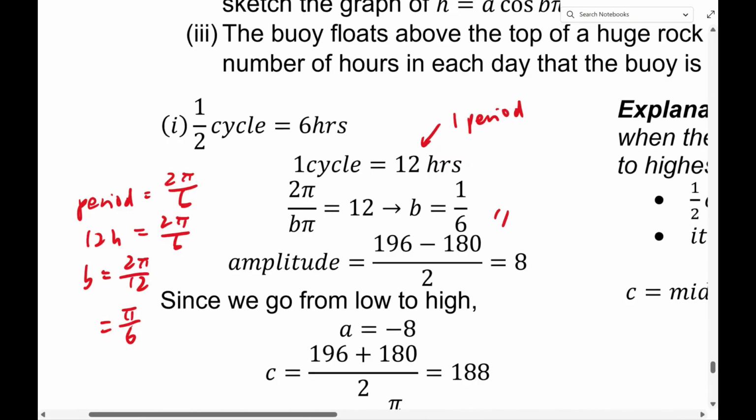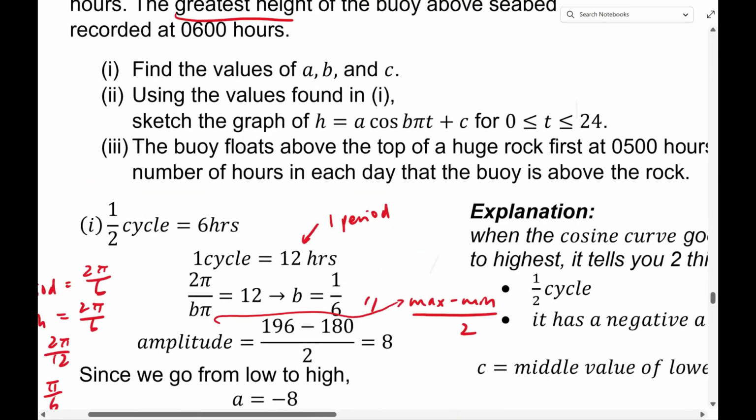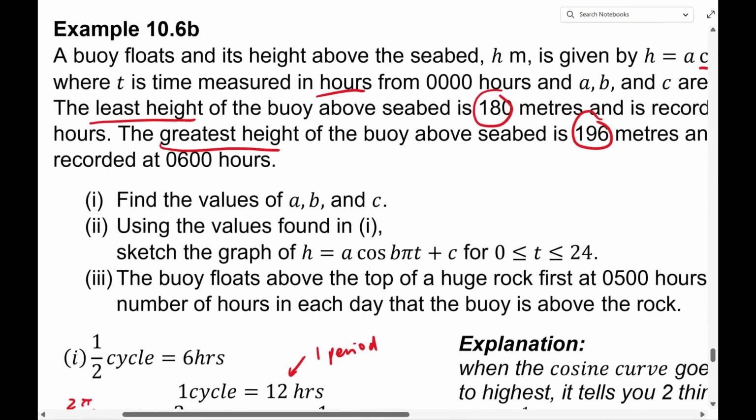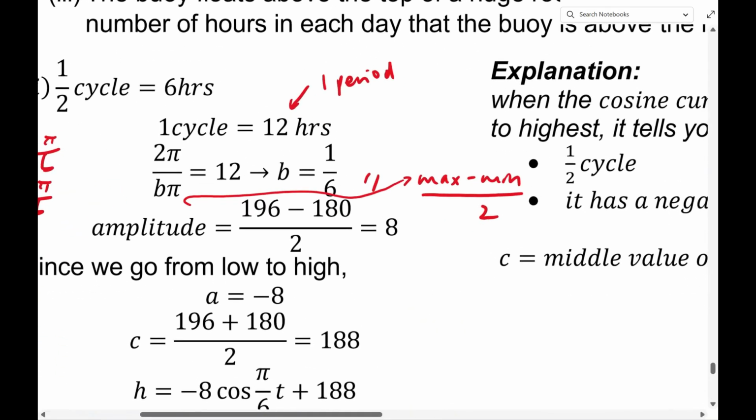Next, we can find our A. If you recall, the formula for amplitude is also maximum minus minimum over 2. And looking at the question, they did tell us the maximum and the minimum value. So the least height and the greatest height at 180 and 196 meters respectively. So we can just sub that into our formula, 196 minus 180 over 2, and then you get 8.